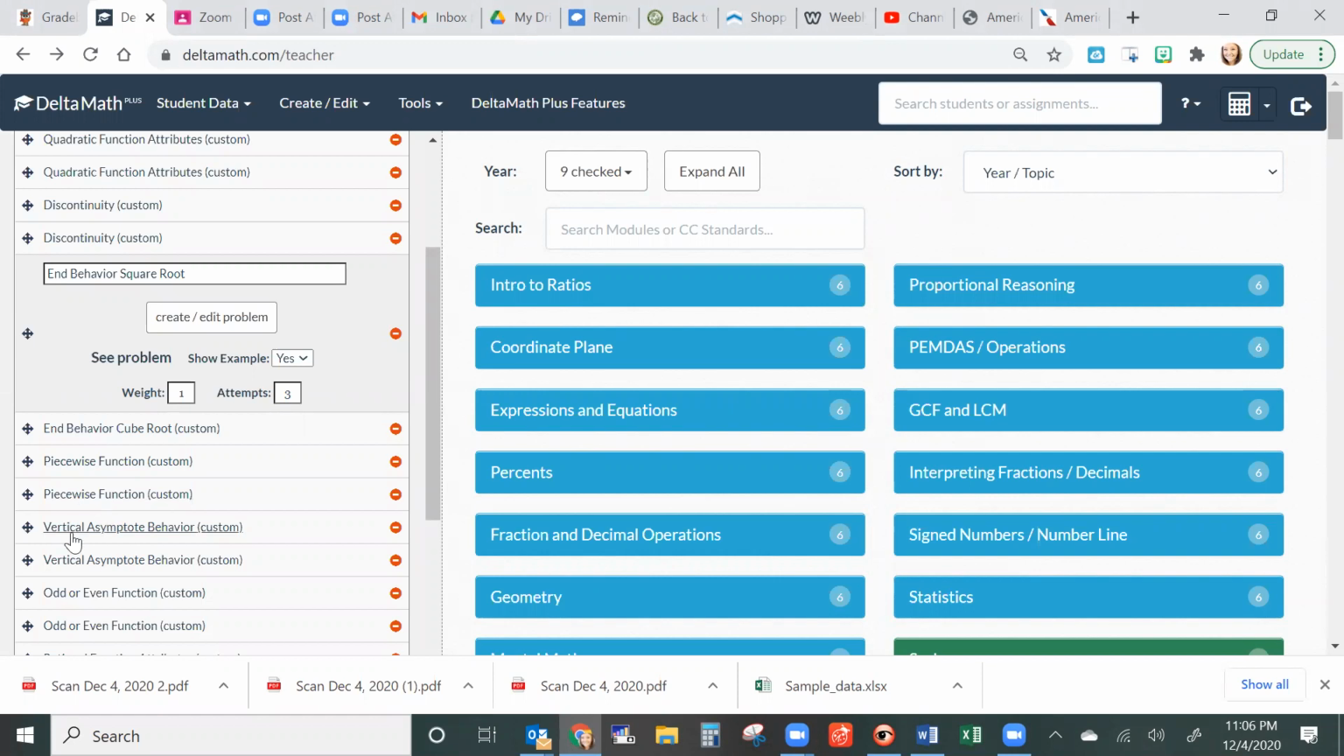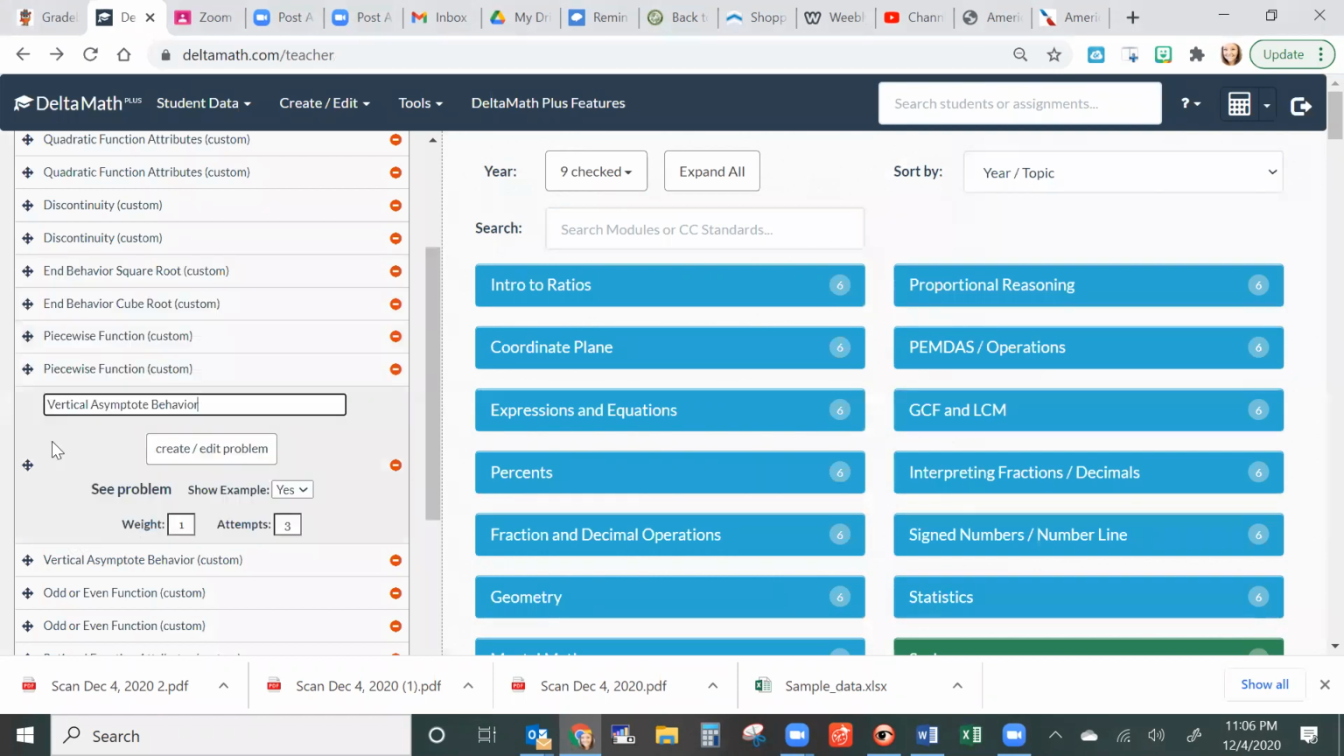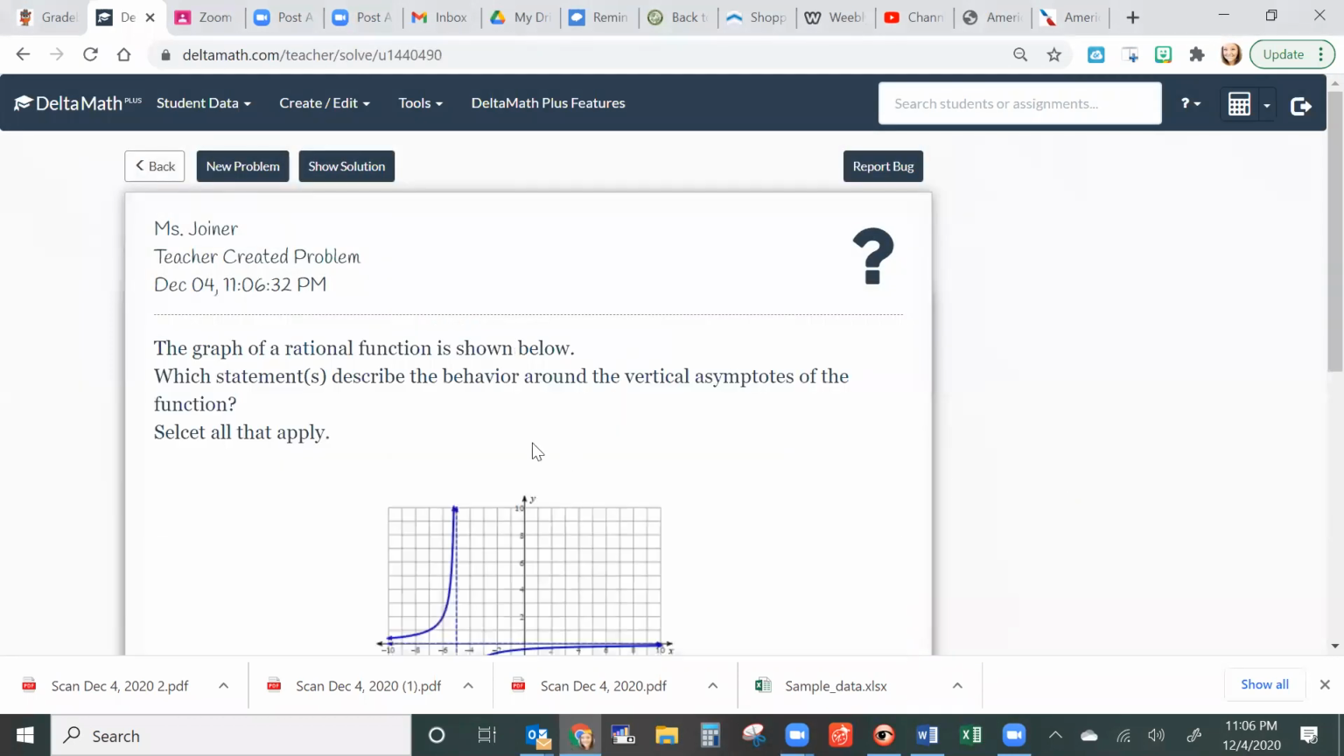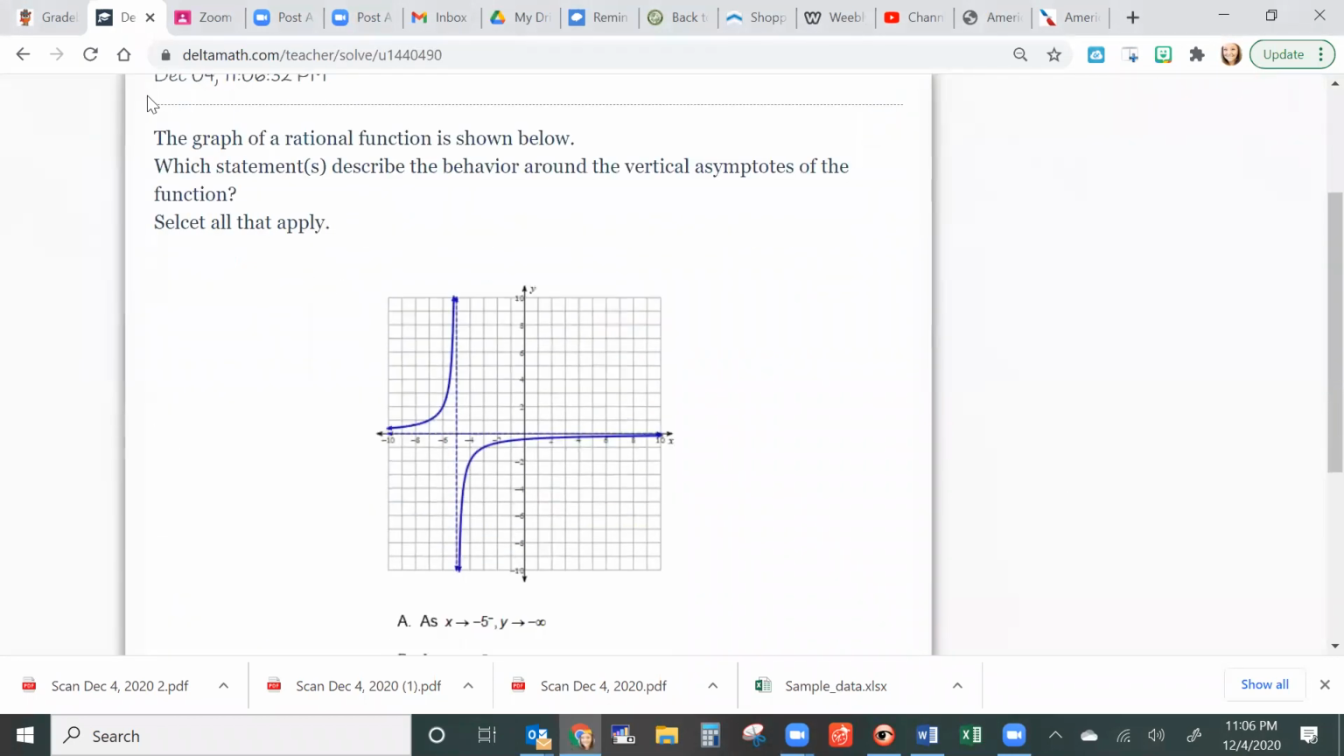Okay, let's go to vertical asymptote behavior. I'm going to go into the first one here. It says the graph of a rational function is shown below. Which statement describes the behavior around the vertical asymptote?